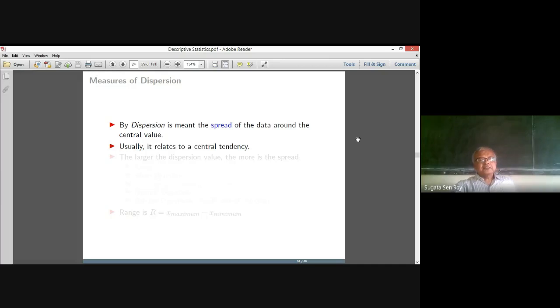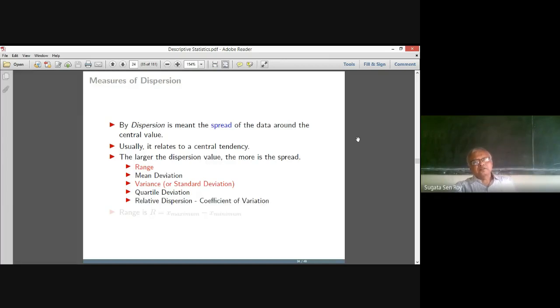The next part of it is, after the mean, we look at what is referred to as the dispersion. And dispersion is the spread of the data around the central value or the central tendency. You have measures like range, mean deviation, variance or standard deviation, quartile deviation, and something called relative dispersion or coefficient of variation. Range, you know, is the maximum value minus the minimum value.